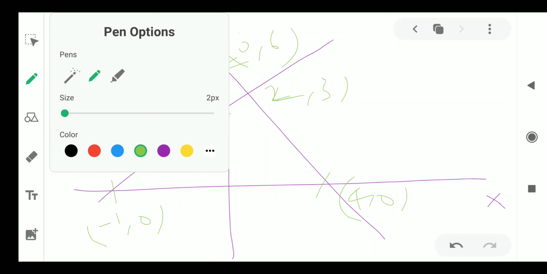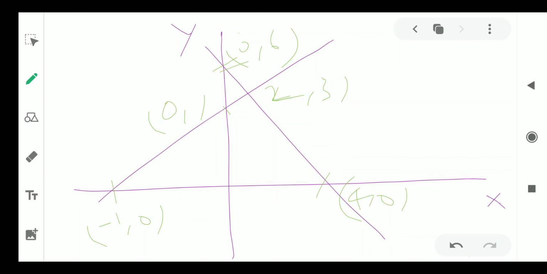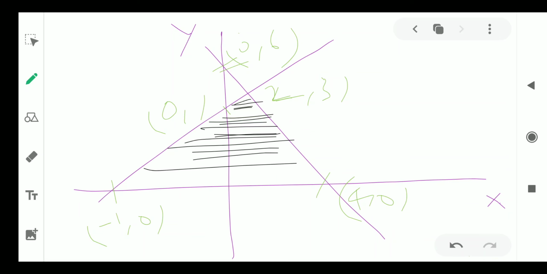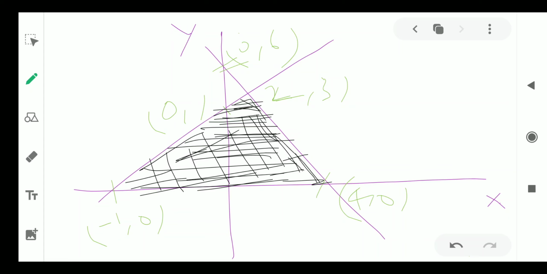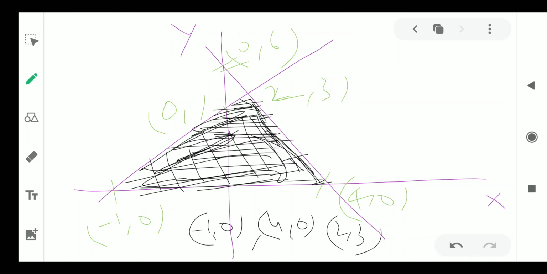So now we have formed the triangle, and we just have to shade it. So this is the required triangle, formed with the points minus 1 comma 0, 4 comma 0, and 2 comma 3. So this is what he is asking.